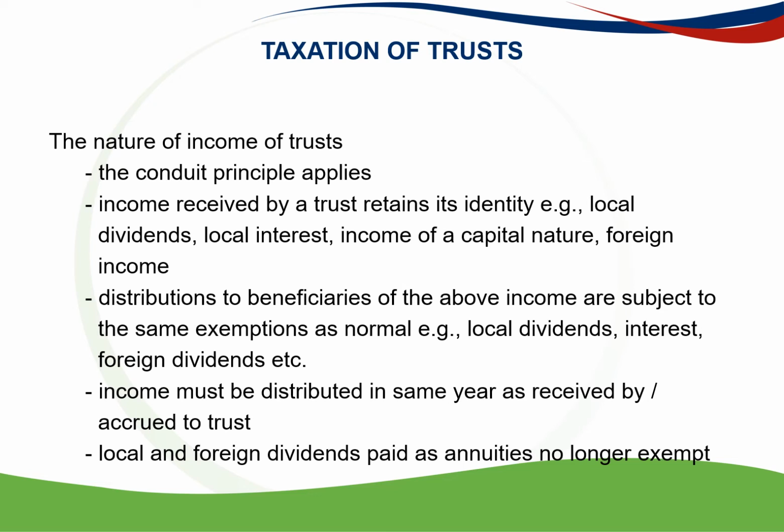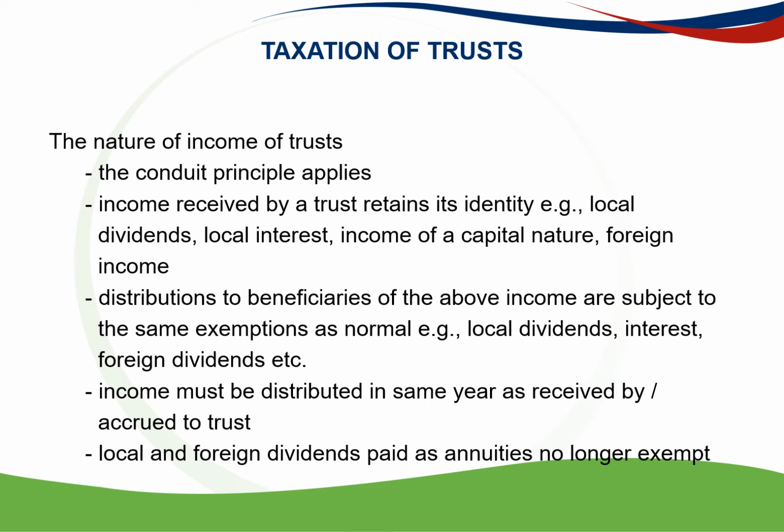The nature of income in trusts. The conduit principle applies. That means the income that's received by a trust retains its identity. For example, local dividends, local interest, income of a capital nature, foreign income, it retains its identity. Then the distributions that are made to beneficiaries of the above income will be subject to the same exemptions as normal. For example, local dividends exemption, interest exemption, and foreign dividends exemptions will apply.